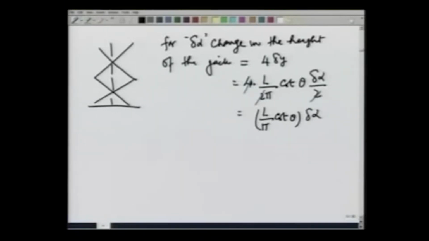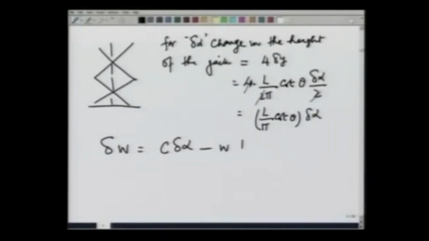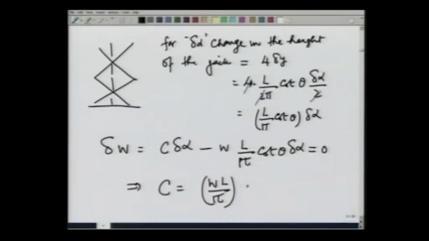Let us now calculate the total virtual work done. Total virtual work done is going to be C times delta alpha because of the torque, and the height y increases in the direction opposite to W, so this is going to be minus W L over pi cotangent theta delta alpha, and by the principle of virtual work this is 0. That gives me the answer that the torque required to lift the weight minimum has to be W L over pi cotangent of theta, and that is your answer.